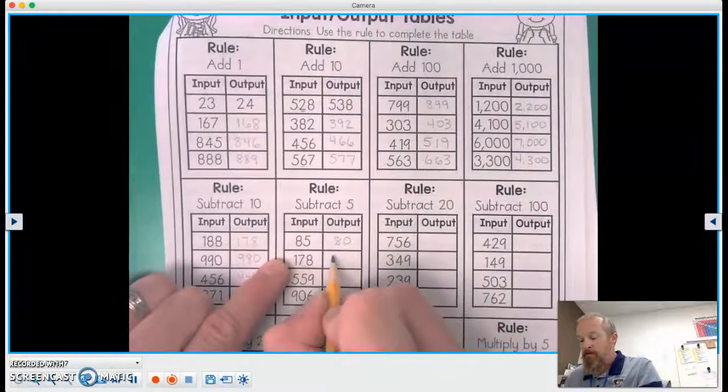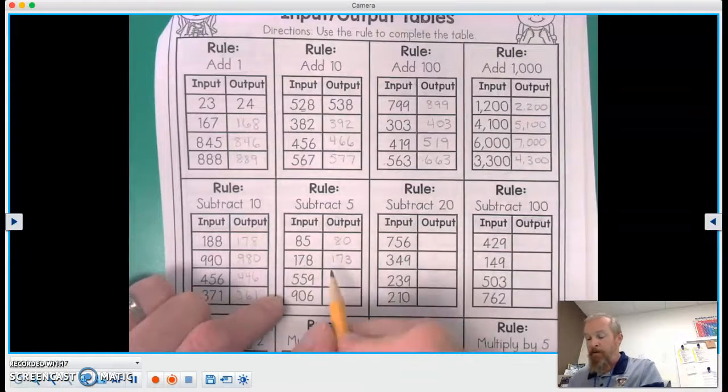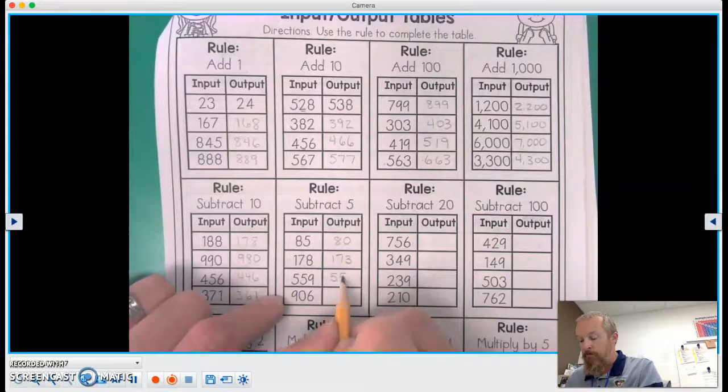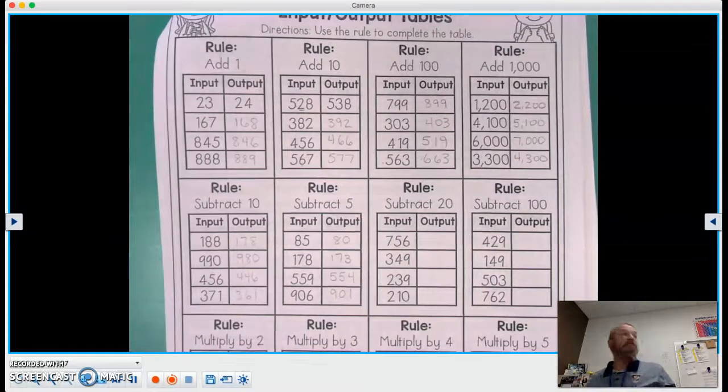178. 8 minus 5 is 3. 559. 9 minus 5 is 4. 906. 6 minus 5 is 1. Now we're going to subtract 20.